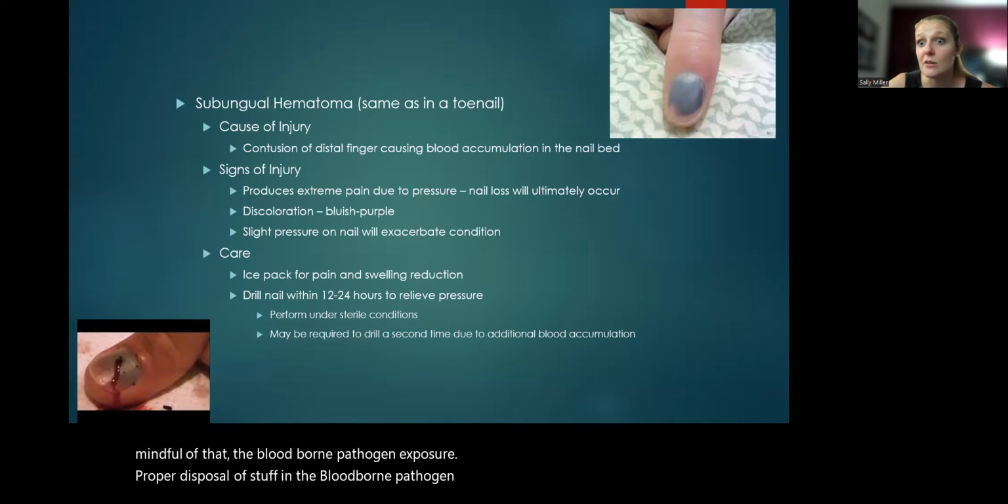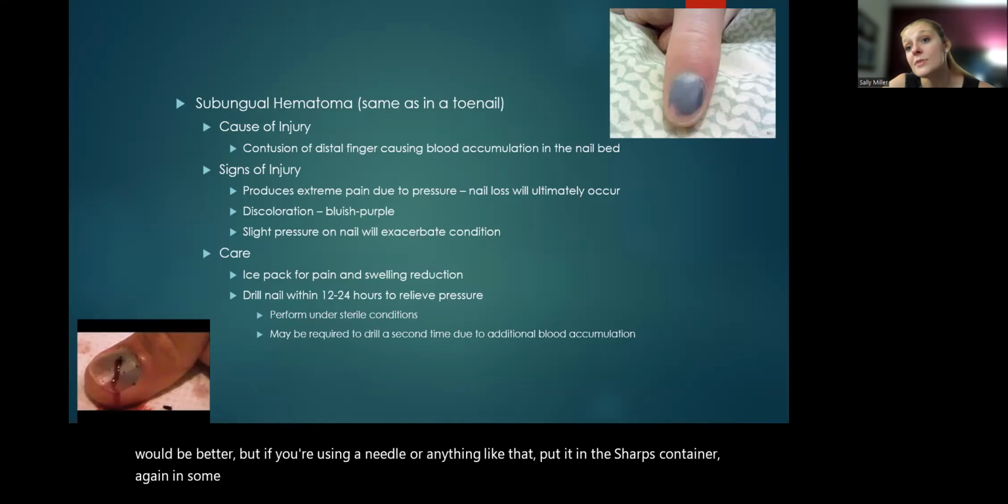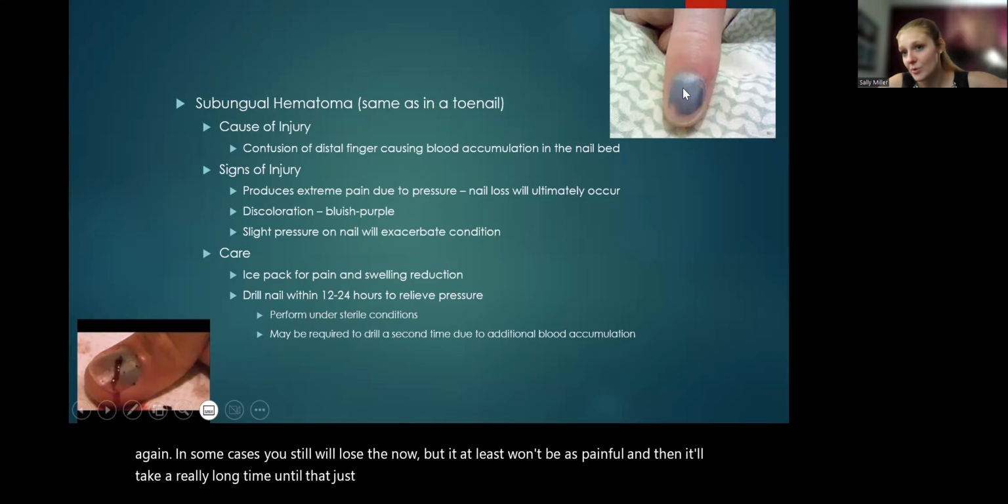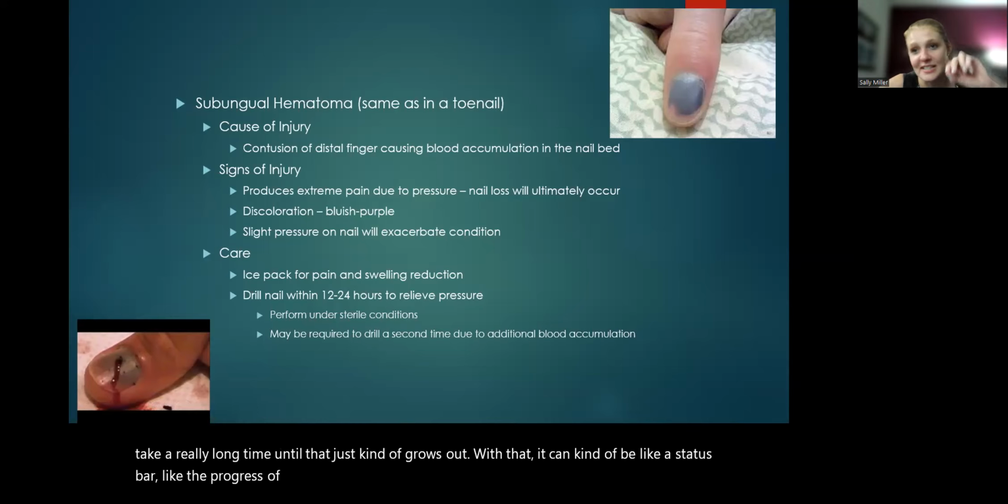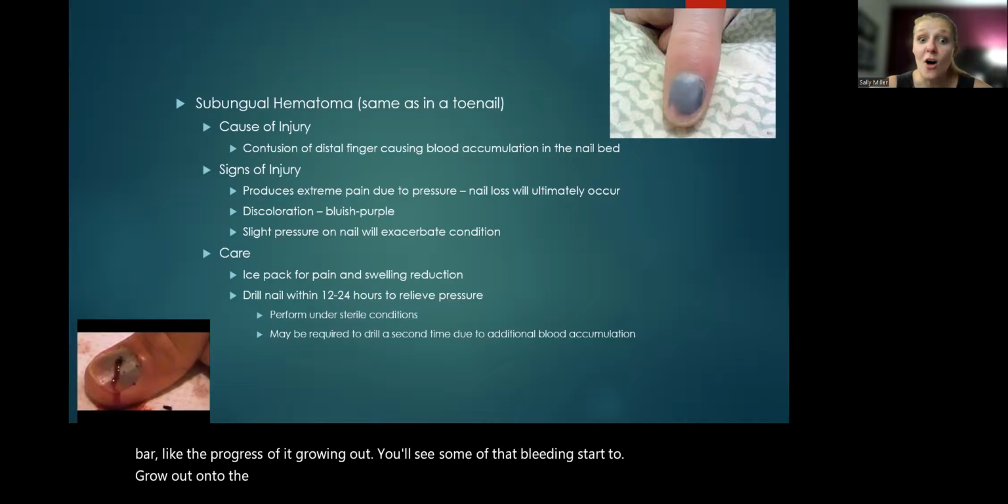If you're using a needle, a paper clip would be better, but if you're using a needle or anything like that, put it in the sharps container. Again, in some cases, you still will lose the nail, but it at least won't be as painful. And then it'll take a really long time until that just kind of grows out. It can kind of be like a status bar, like the progress of it growing out. You'll see some of that bleeding start to grow out onto the nail. But that's all we will do for wrist, hand, finger, thumb conditions.